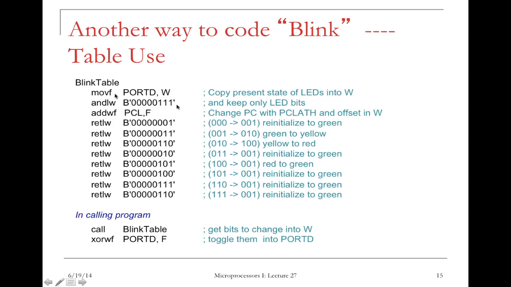111 binary. Everything AND with 0 becomes 0. Everything AND with 1 stays the same. So let's say if I have 001 port D. This is the least significant 3 bits of port D. So this is my green, this is yellow, this is red. So what do we have here? Green LED is on.